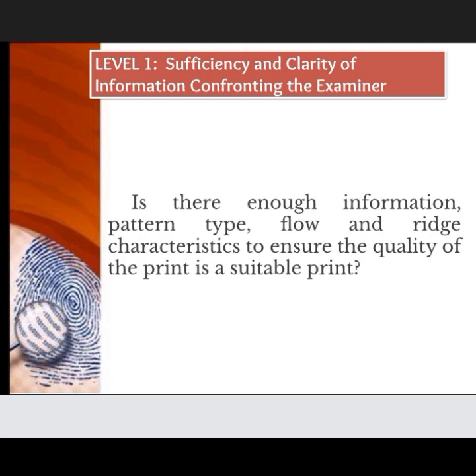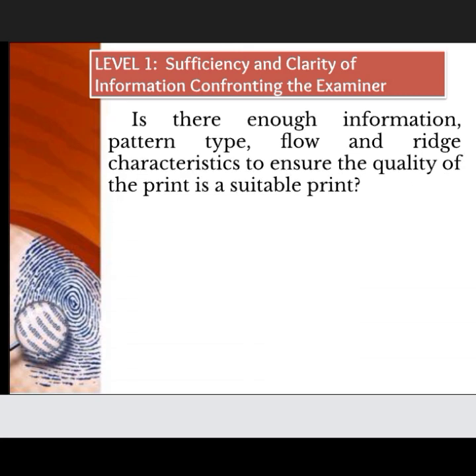Our topic for today is the 3 levels to complement the ACE-V method. Let's start with Level 1. Level 1 is sufficiency and clarity of information. It informs the examiner: is there enough information, pattern type, flow, and range of characteristics to ensure the quality of the print, that it is a suitable print.